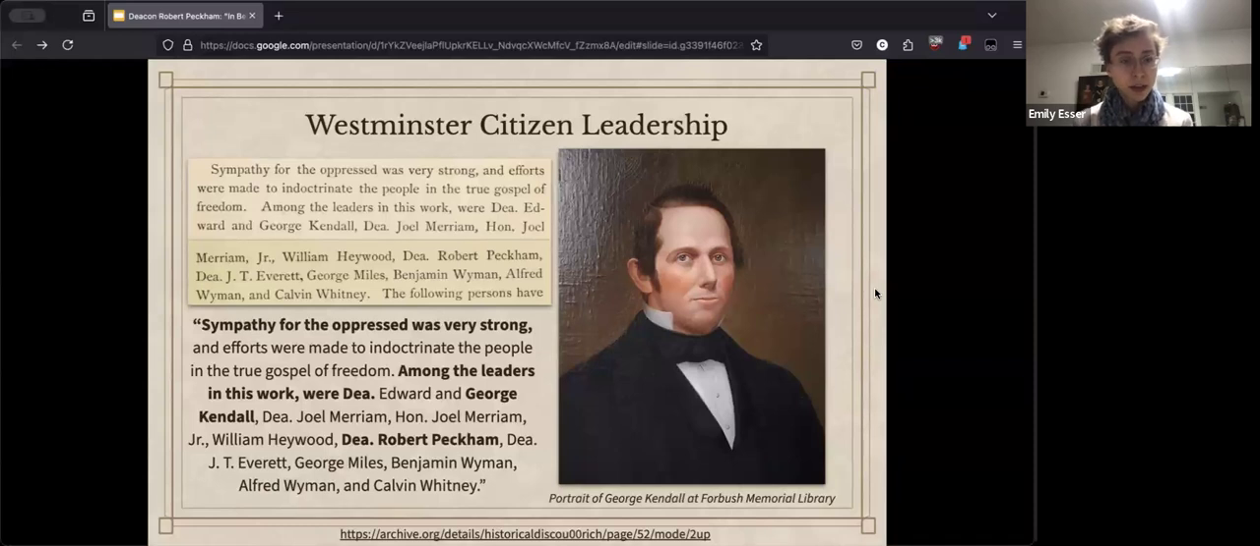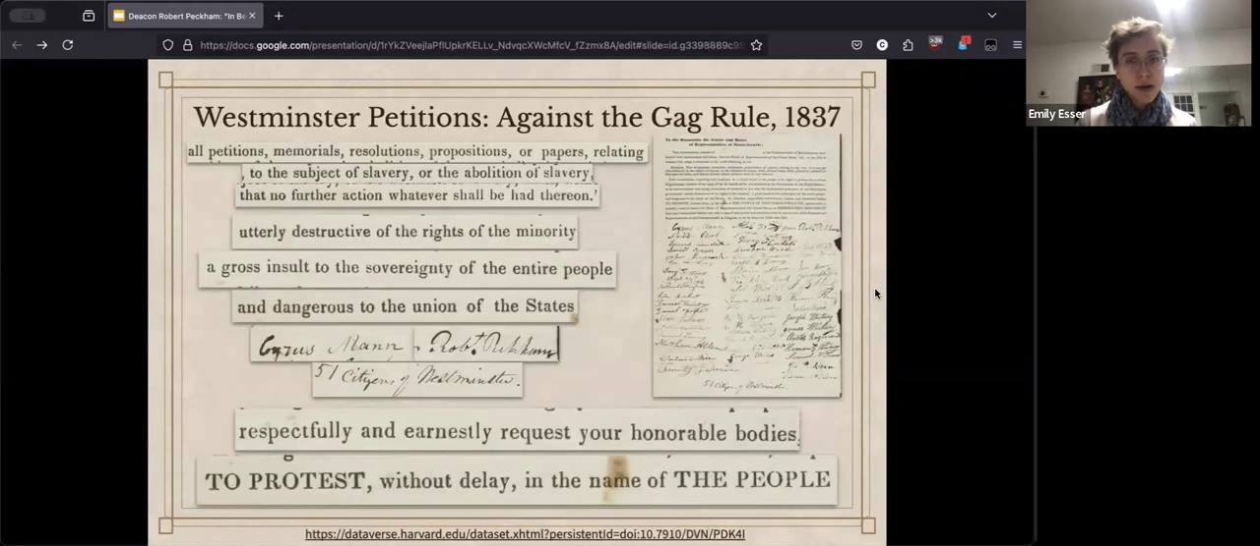Rich's list. "Sympathy for the oppressed was very strong, and efforts were made to indoctrinate the people in the true gospel of freedom. Among the leaders were the Kendalls, Edward and George Kendall, the Merriams, Haywood, Peckham again, Miles, Wyman, Benjamin Wyman." He's the one that he reincorporated the school with. Again, pretty recurring.